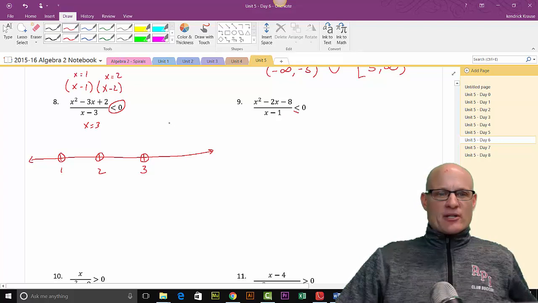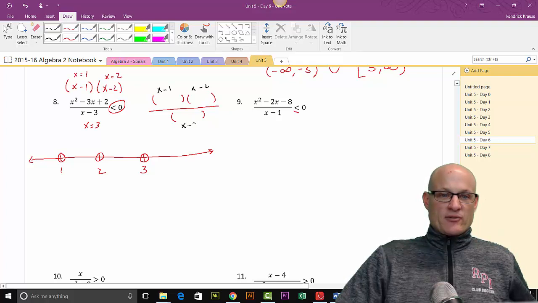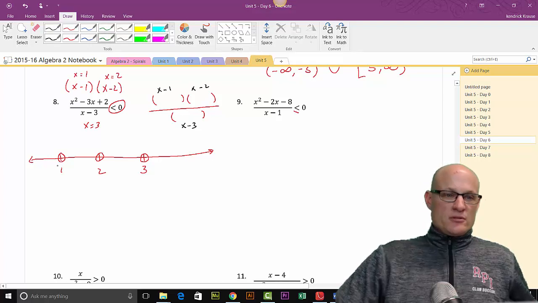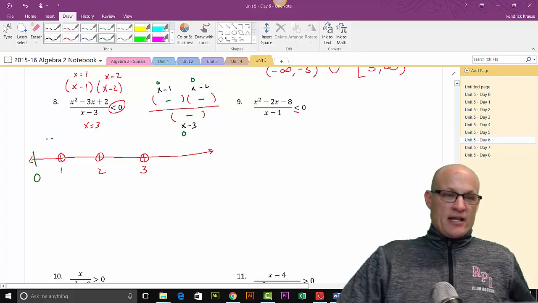So the first number I'm going to try is 0. I'll remind you, this one was x minus 1, this one was x minus 2, and this one is x minus 3. So if I plug in the value 0, this would be 0 minus 1, that would be negative. This would be 0 minus 2, that would be negative. And this would be 0 minus 3, that would be negative. 3 negatives make a negative. So anything in this direction is negative.